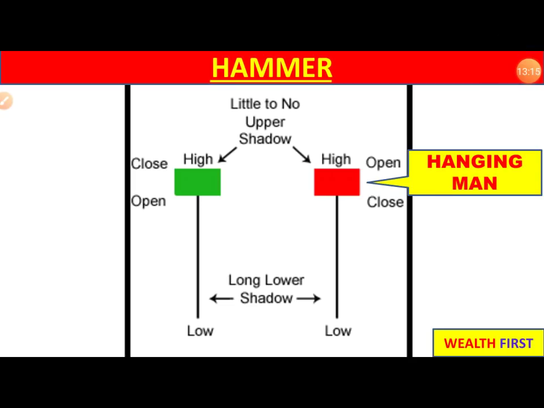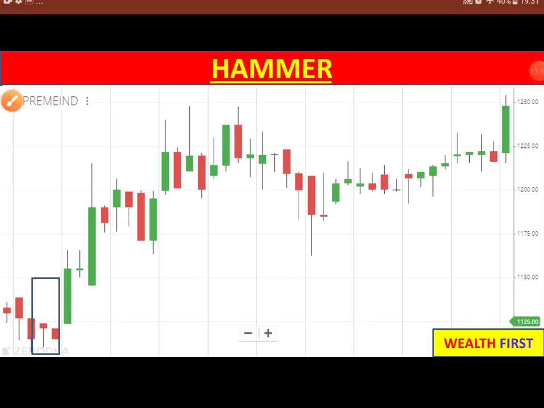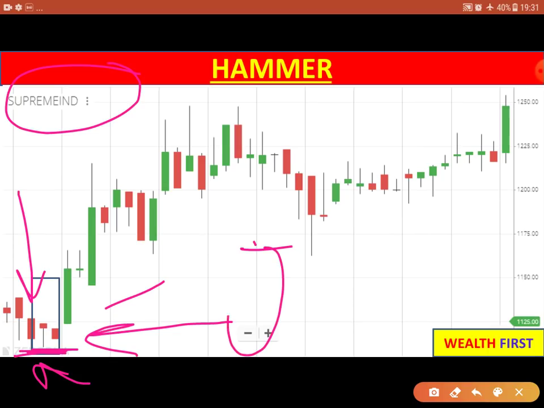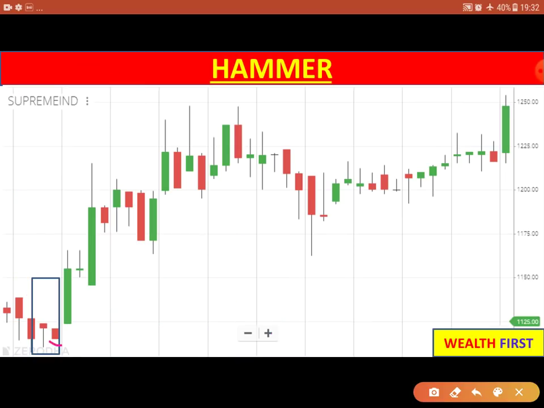Now let's understand this on a chart. This is the chart of Supreme Industries. You can see that the candle has taken a support at this price. There has been a price rejection at this point, meaning sellers are weak here and the buyers have taken control, and they've tried to push the stock from this level up and almost have closed near the top. But at this price, the buyers are active, the sellers are totally defeated.